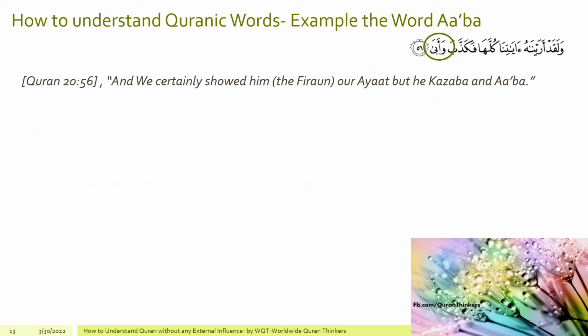Let's look at another ayah. And we certainly showed him, the Pharaoh, our ayat, but he kazaba, denied, refused, rejected, and aba. Now in this ayah, the word for refusal, denial, making fun of something is already there, which is the word kazaba. Thus here, because of his pride and arrogance, Pharaoh did not have the ability to amanu on the ayat of Allah, and therefore this aspect is mentioned through the word aba alongside with him kazaba, rejecting, denying, and ridiculing Allah's ayat.